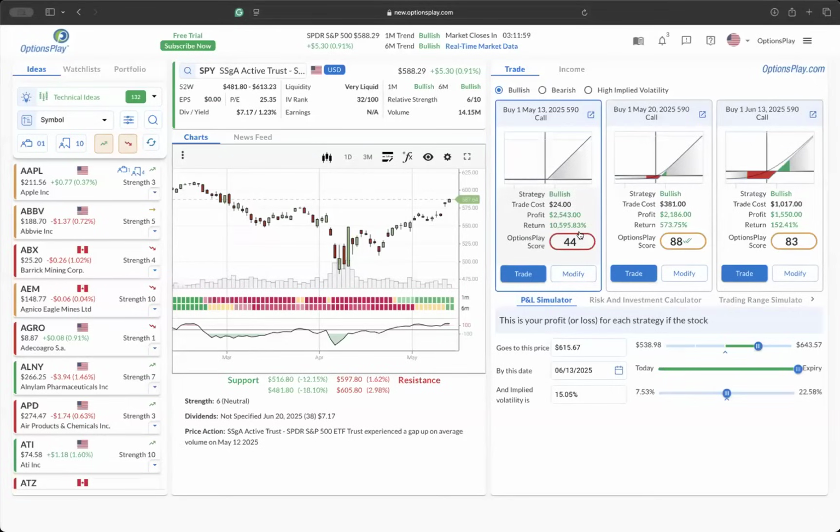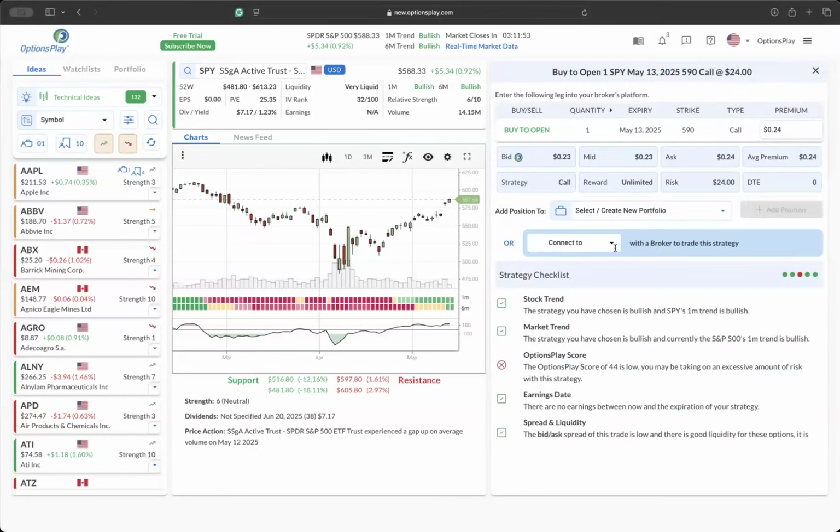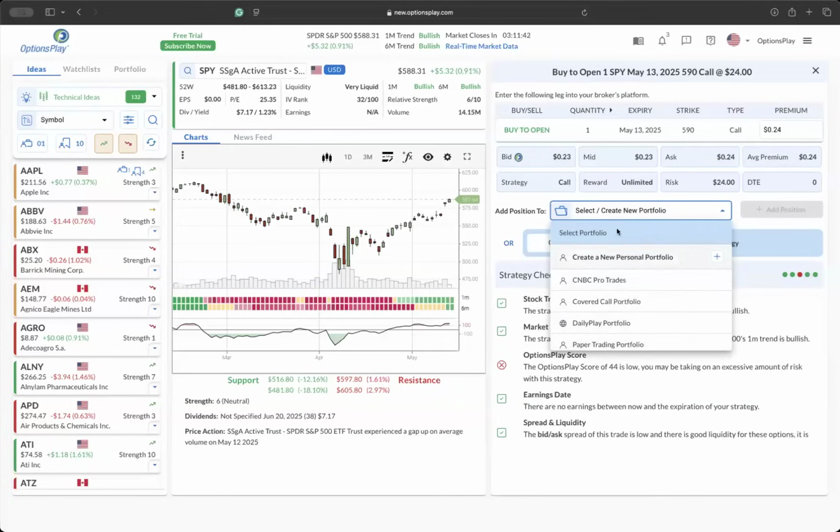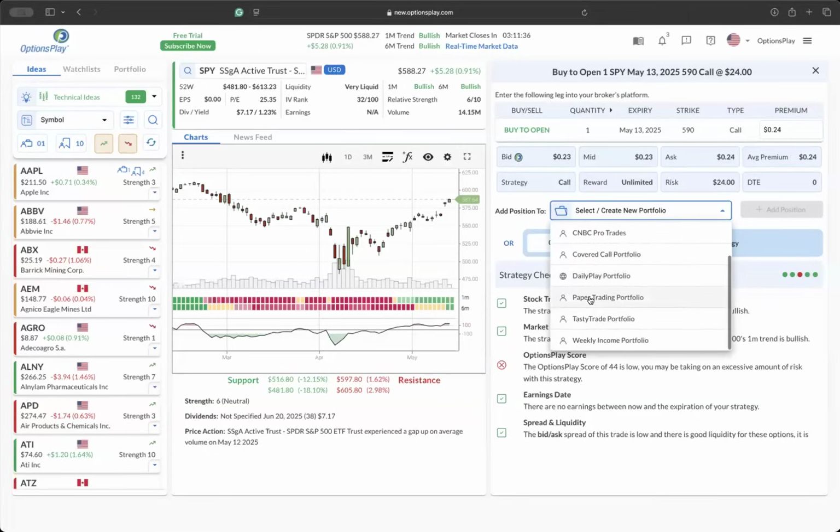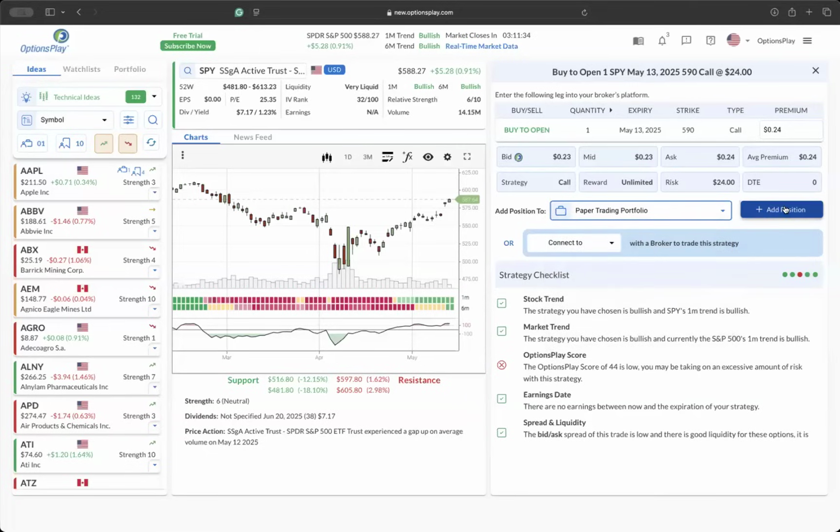And I'll try to answer a couple of questions at the same time. There were questions about, can I paper trade these? You absolutely can. You can click on the trade button. You can trade this into either your TradeStation simulated account if you have a TradeStation account, or you can simulate this into an OptionsPlay paper trading portfolio. So you can create as many portfolios as you would like within OptionsPlay. So I have one here called paper trading portfolio. I'm going to select that.